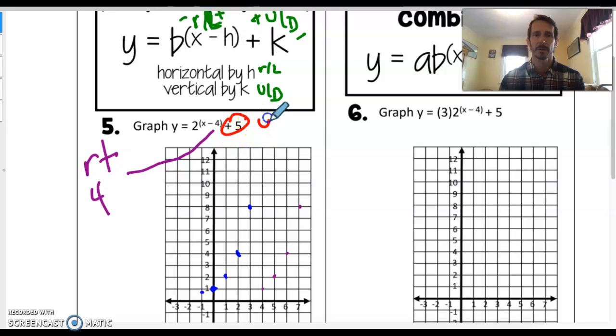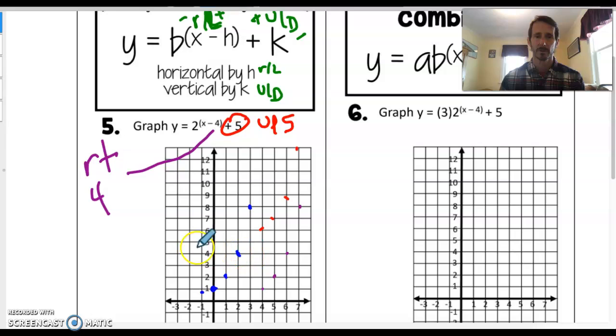The plus is up 5. So now I'm going to take all of my purple dots that went to the right 4, and I'll move these all up 5. 1, 2, 3, 4, 5. And remember, this line, it never crosses, so this line can move up 5 also.